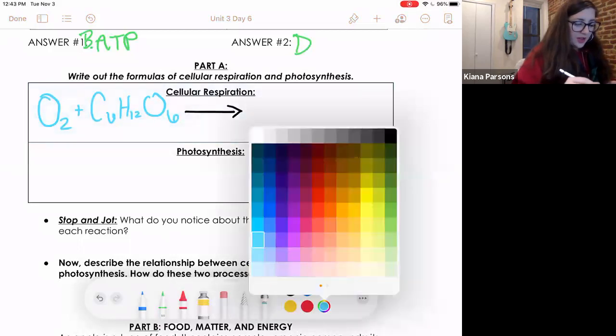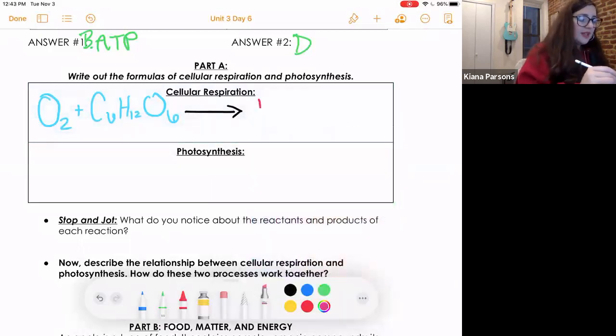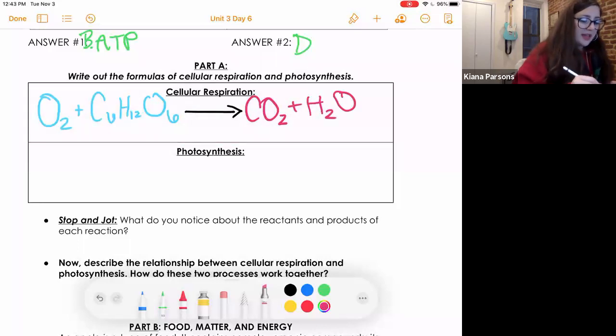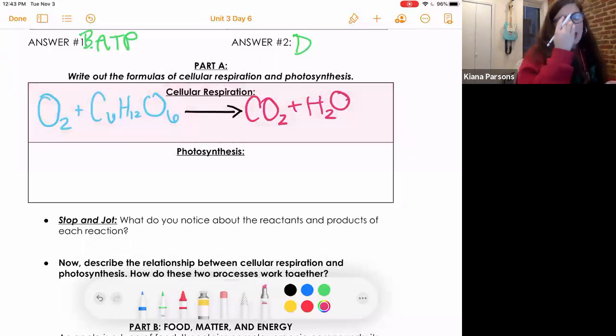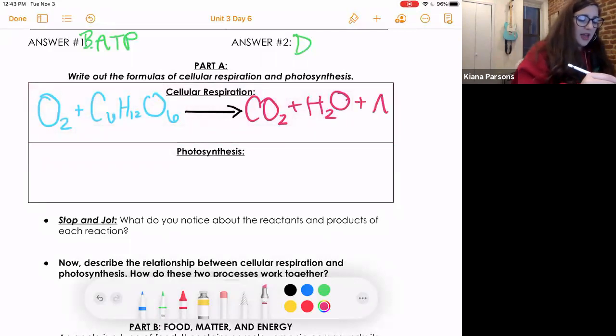Let's do a different color for the other side of this equation. CO2, which is a waste byproduct, we exhale that. Water, which we need in other ways, but in this case is again a waste byproduct, and we exhale that. We exhale a little bit of water. And then the all important ATP, the reason for the process, the energy that is used by our cells.